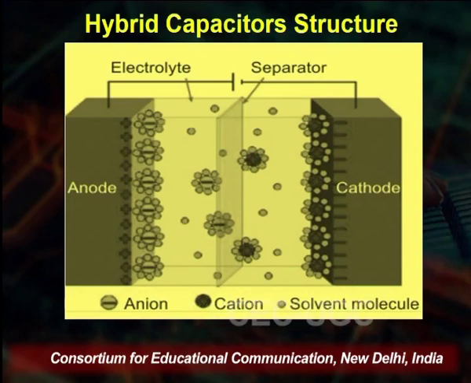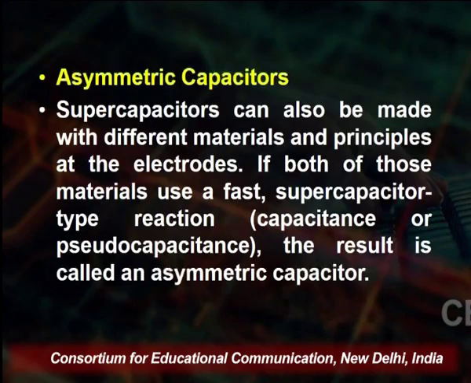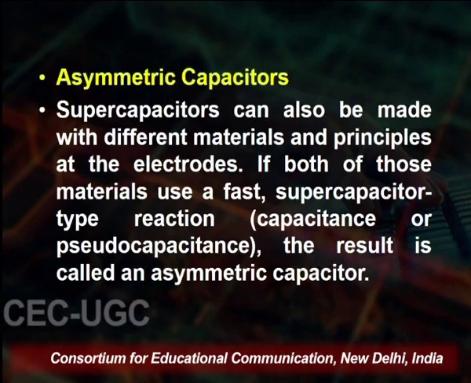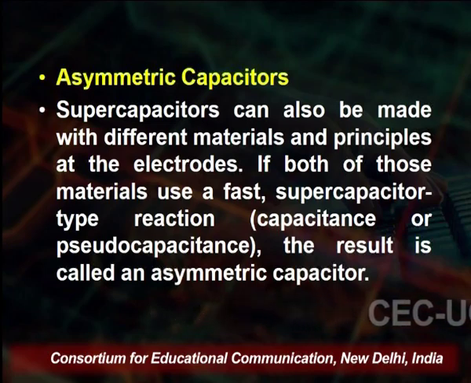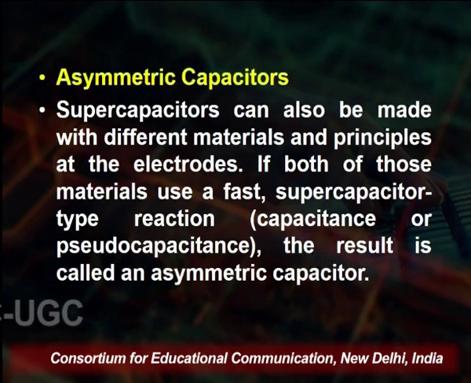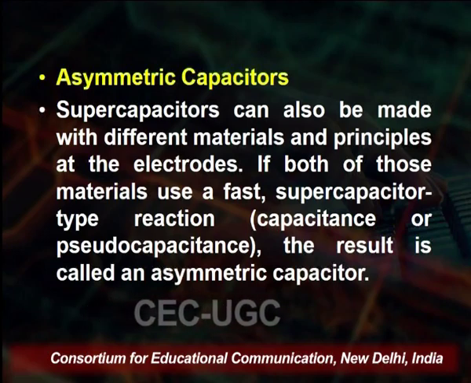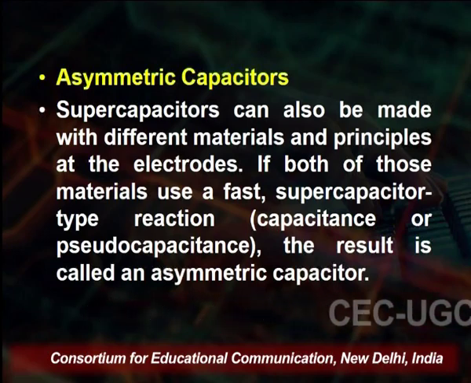You see on the screen that this is a hybrid capacitor structure. Left hand side we have the anode, right hand side the cathode, and you see in between that there is an electrolyte and we use the separator. So, anions, cations and the solvent molecules are there. So, this is one type of hybrid capacitor structure, and a supercapacitor can also be made with different materials, and the electrodes in both of these materials use a fast supercapacitor type reaction like capacitance or pseudo capacitance.